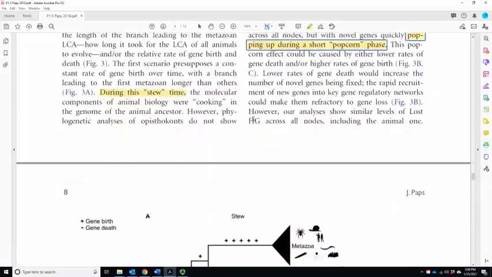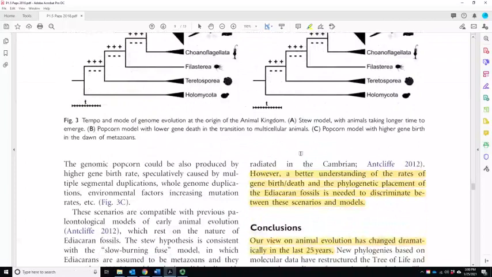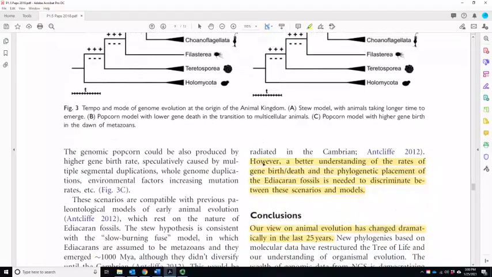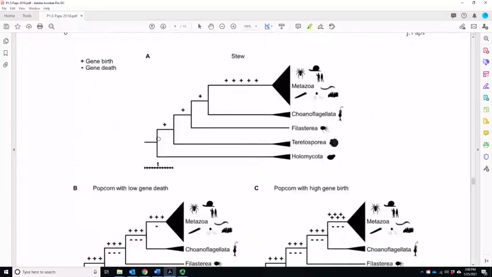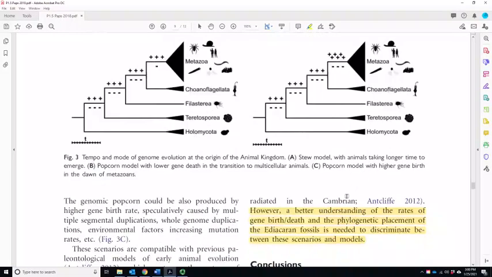And after a lot of talk and diagrams, they finally come down to the conclusion that we don't know. A better understanding of rates of gene birth and death and phylogenetic placement of these fossils that we've got that are uncertain is needed before we're able to discriminate whether it was a stew model, long, slow, drawn out, or rapid bursts of new genes in certain groups.